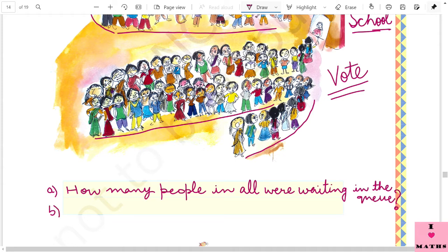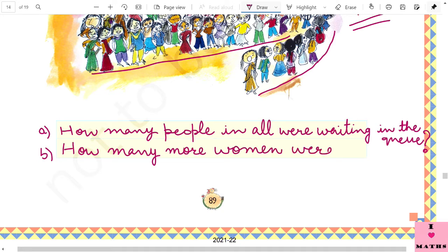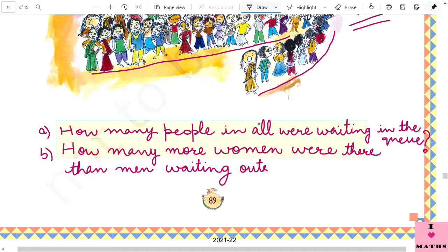Okay, there can be one more question, beta. The second question will be, how many more women were there than men waiting outside the polling booth?